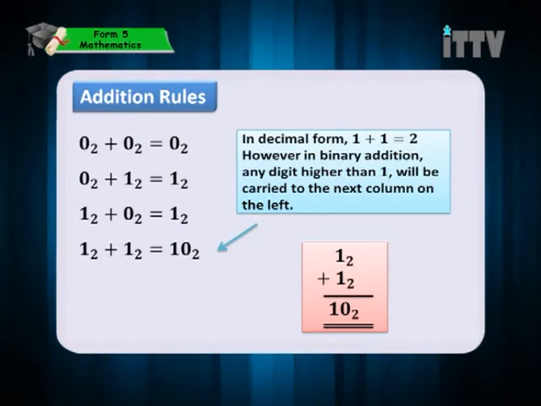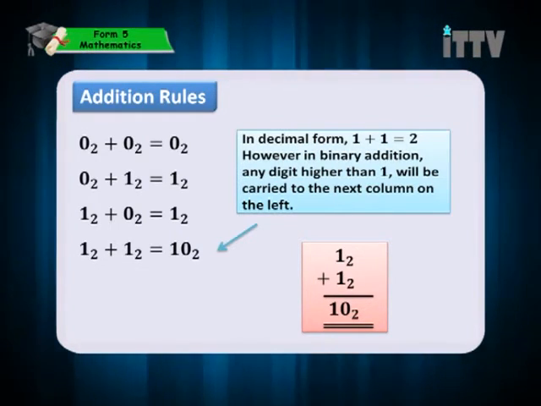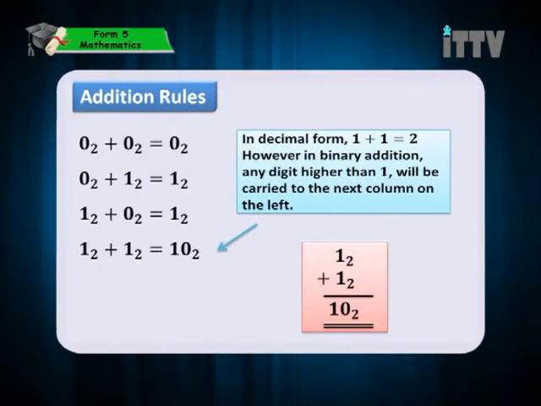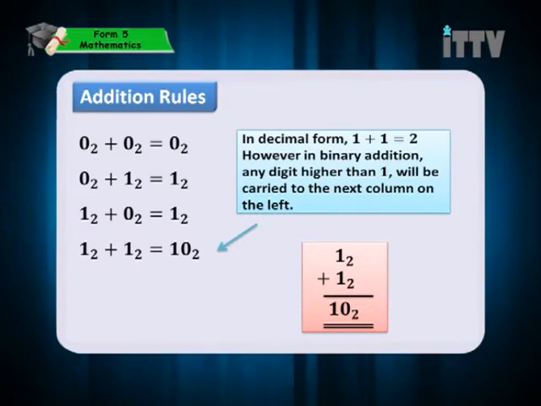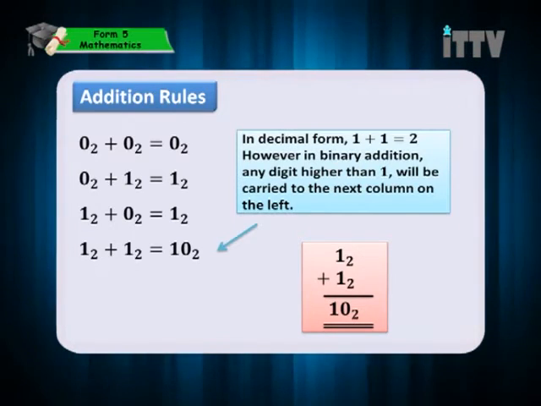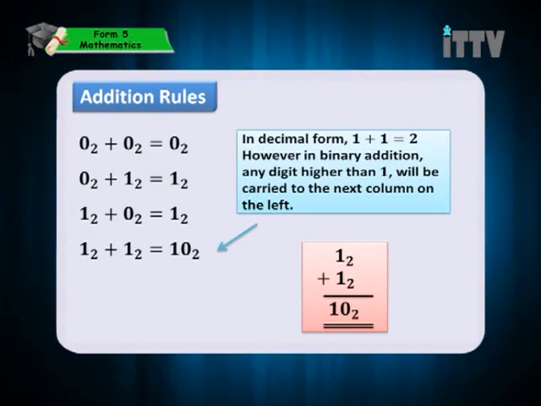0 in base 2 plus 1 in base 2 gives you 1 in base 2. 1 in base 2 plus 0 in base 2 gives you 1 in base 2. And this is very important: 1 in base 2 plus 1 in base 2 gives you 10 in base 2.